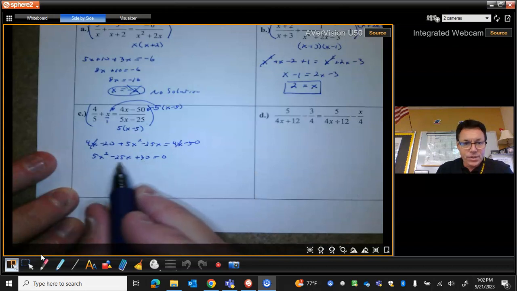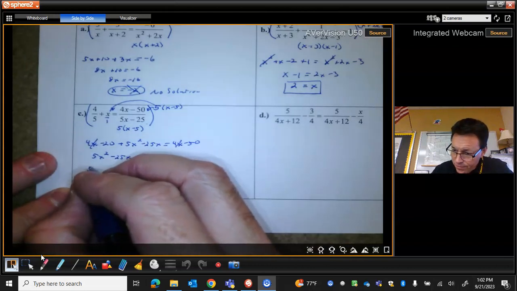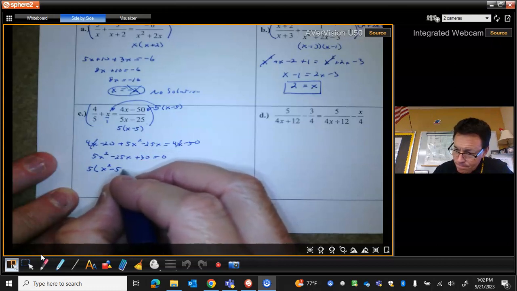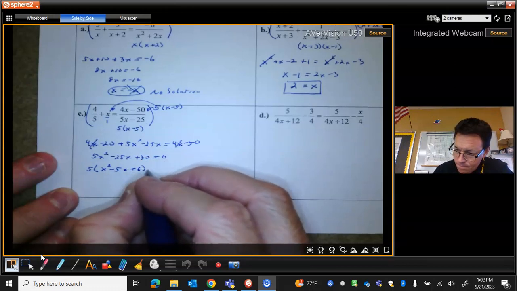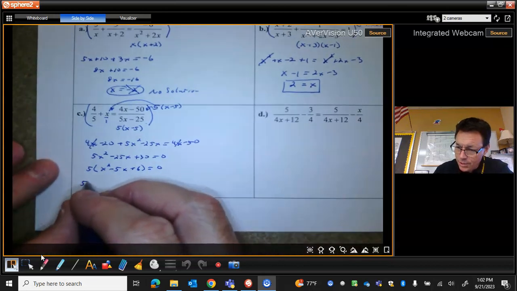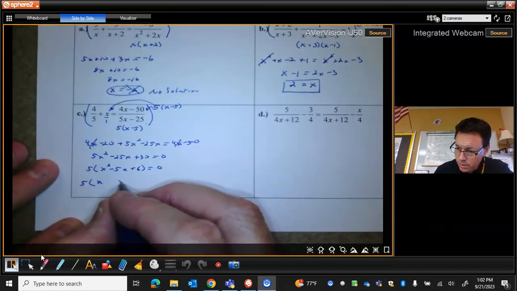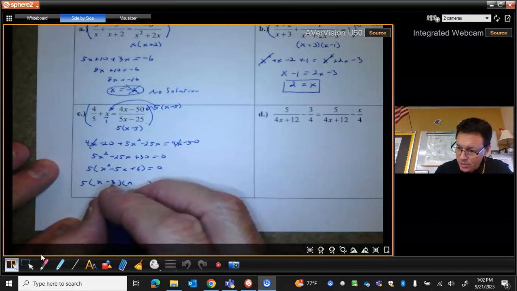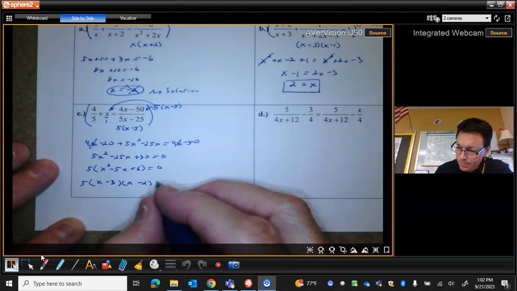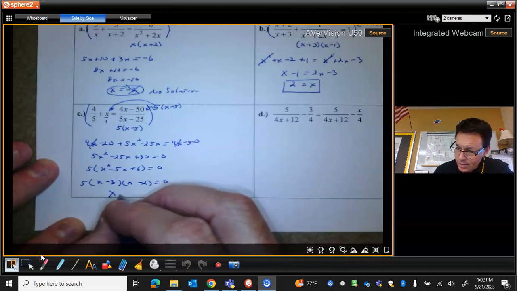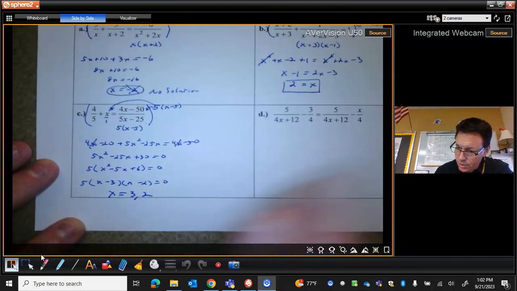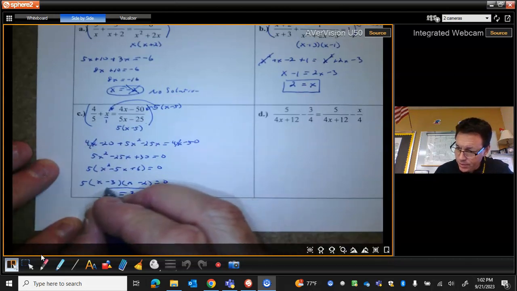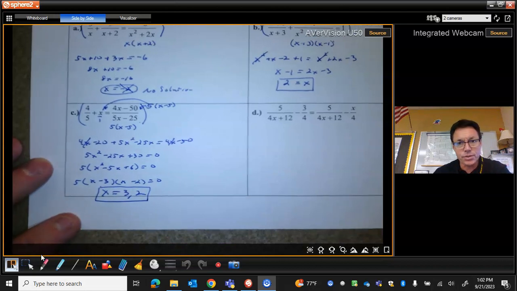Okay, do not try to factor this into 2 sets of parentheses. Factor your 5 out first. And that will be much easier. So factors of 6 that add up to negative 5 are going to be minus 3 and minus 2. So x equals 3 and 2. And if I go back, this one actually has 2 solutions. Neither one of those are going to be extraneous solutions.